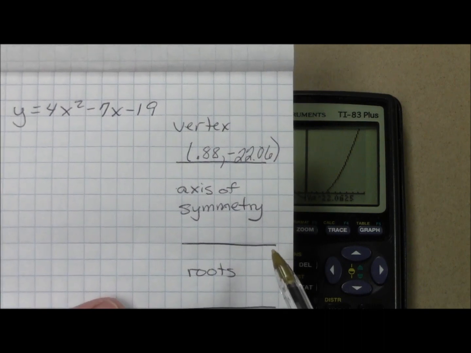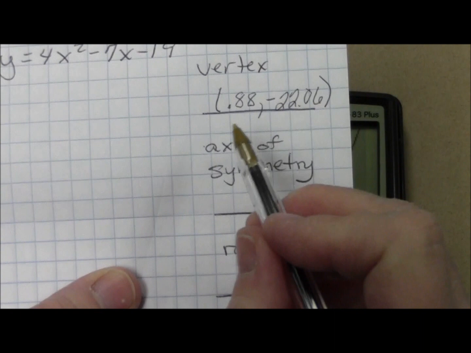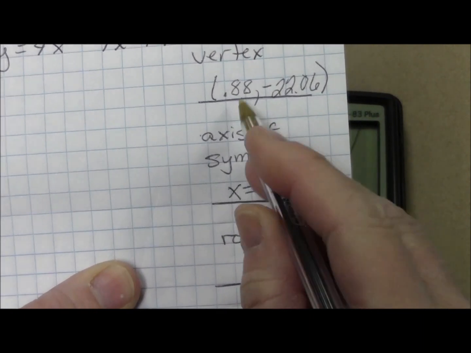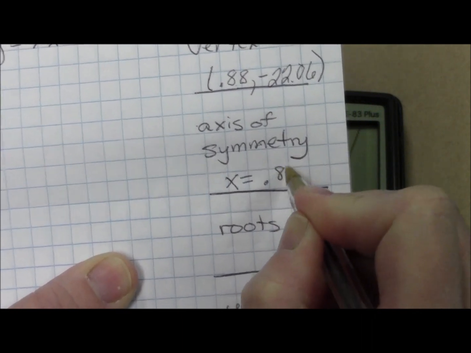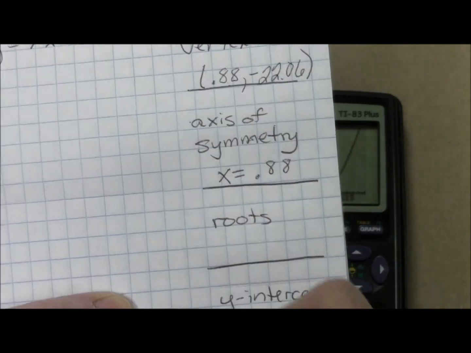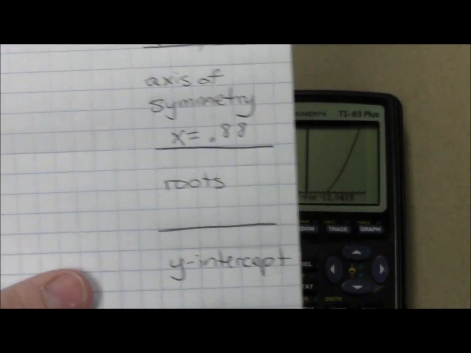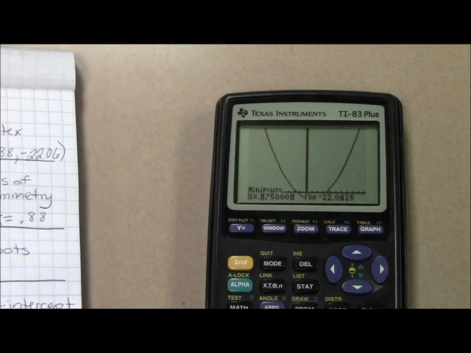Alright, our axis of symmetry, remember, very easy to calculate. All you have to do is say x equals this x value. And yes, you have to put the x equals. Remember, this isn't just a number, this is actually a complete line. Okay. Our roots, the places where it crosses the x-axis.